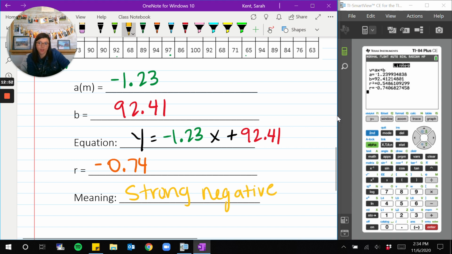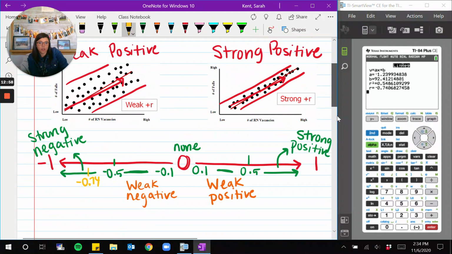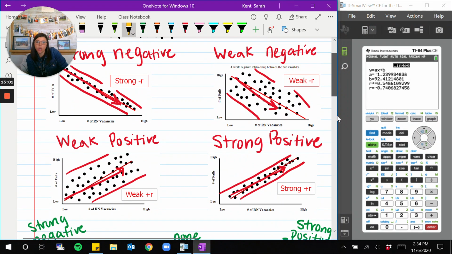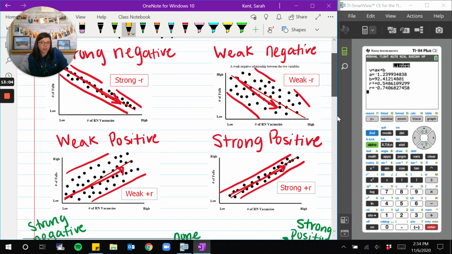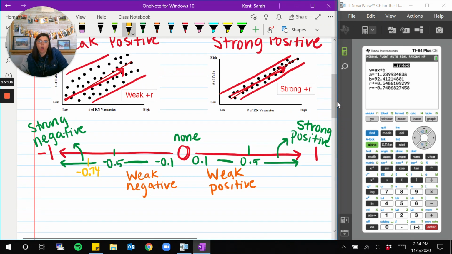So you'll be looking at graphs, and you can use these graphs up here to help you. Are they strong? Are they weak? Are they positive? Are they negative? And then you'll be looking at R values. So this right here, these are R values, to know where does it fall? Is it close to 1? Is it a strong positive? Is it close to 0? Is it weaker? Or is it on the negative side? So use these notes to help you as you practice looking at the correlation coefficient.